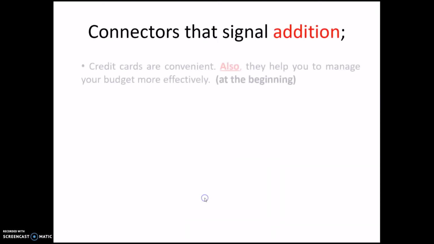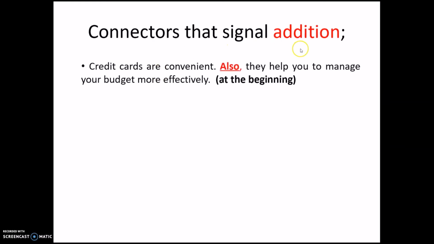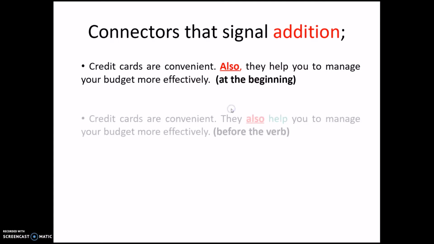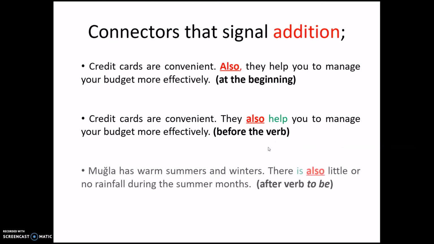And we have one more connector that signals addition, which is also. So we can use also at the beginning of the second sentence like this, or we can use it before the verb. Credit cards are convenient. They also help you to manage your budget more effectively. So we use it after the subject, before the verb. But if our verb is to be, we will use also after verb to be.